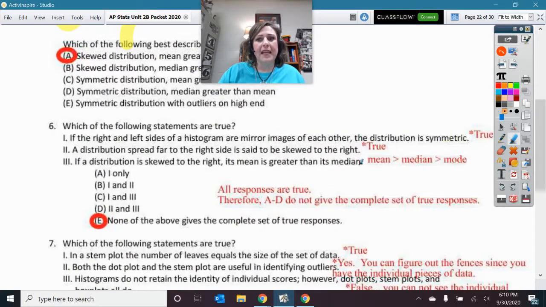Here, the statement 1 and statement 2 are true, and same statement 3. If the distribution is skewed to right, the mean is greater than the median. So that one is true. All the responses are true. So that's interesting. All the responses are true. So A through D doesn't give all responses true. So this is a weird one in which it says none of the above gives the complete set of true responses because they are all true.